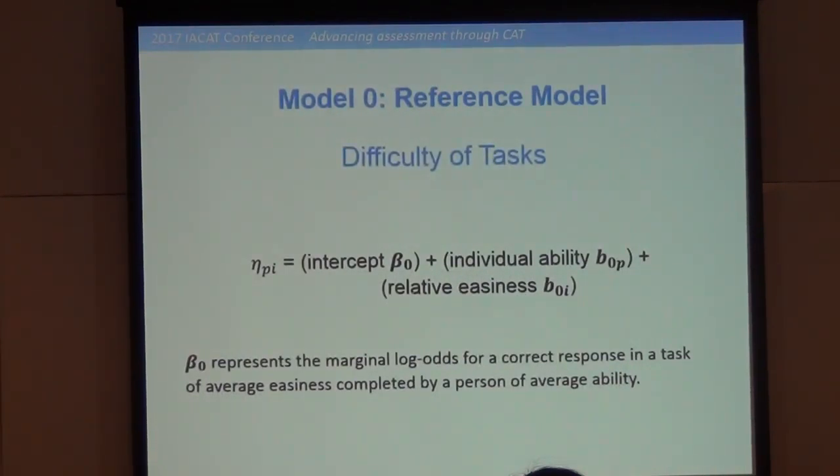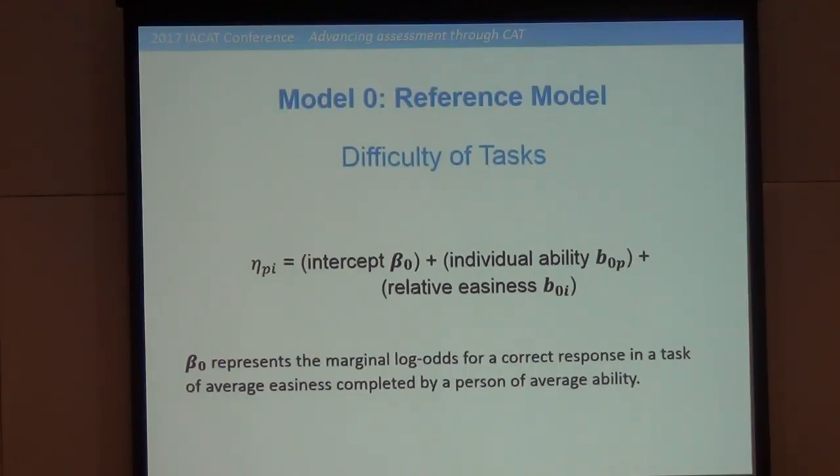Basically, in this study, I have three models. First, I call model zero the reference model, or baseline model, or parsimonious model. For this model, I just want to test the difficulty of tasks across domains. The formula is eta pi equals the intercept beta zero, which is the intercept of each section or each domain, plus individual ability b0p and relative easiness b0i. And beta zero represents the marginal log odds for a correct response in a task of average easiness completed by a person of average ability.